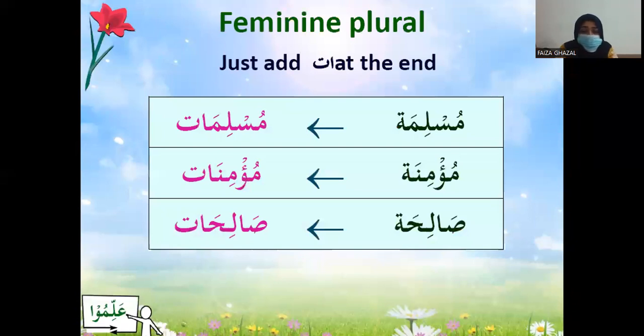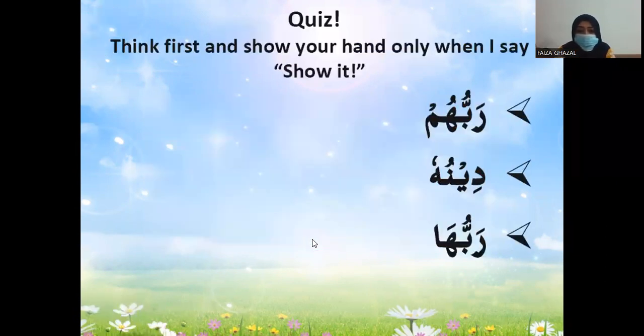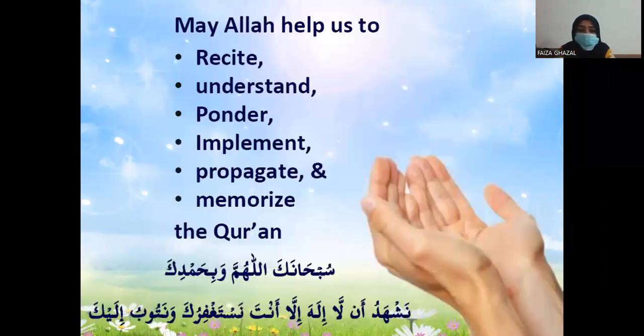Next slide is Muslima. How we made the singular female into plural female: we just add alif ta. Muslimah, Muslimat, Mu'minah, Mu'minat, Salihah, Salihat. Okay, so we go fast. Next slide: Rabbuhum, dinuhum. May Allah help us to recite, understand, ponder, implement, propagate, and memorize the Quran.